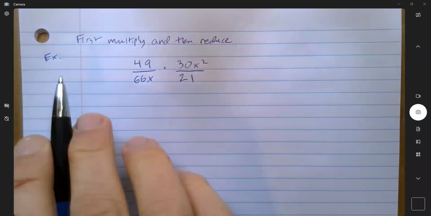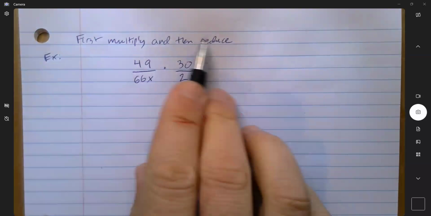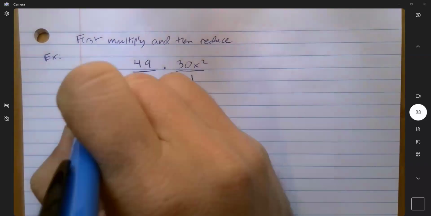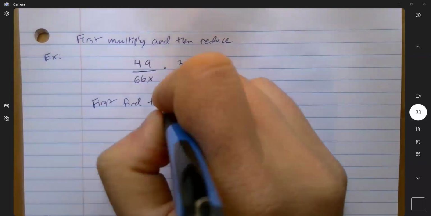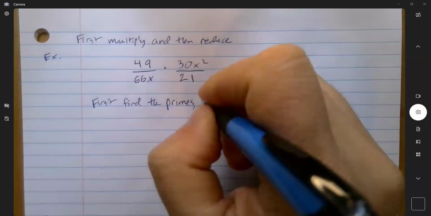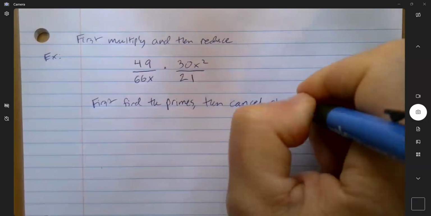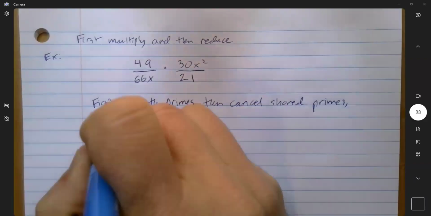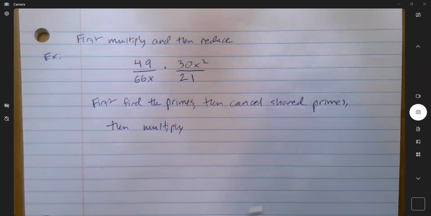Now your question says simplify the product, so it's telling you to multiply and then reduce. But actually, I'm going to recommend you do it the following way instead. First, find the primes, then cancel shared primes, and remember that variables are like primes. Then multiply. So we're actually going to do the fraction multiplication last.